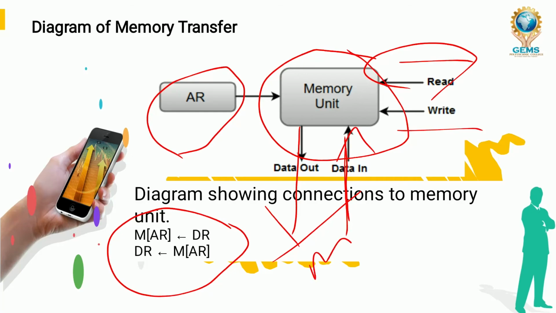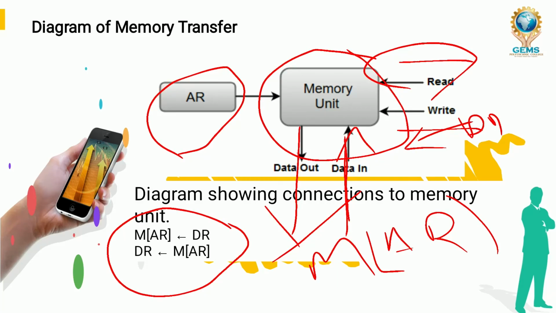M is the memory unit, AR is the address register. When you are performing the operation, the data register sends the data to memory. So when the data is coming towards the memory, definitely that is a write operation. When data is going away from the memory, that is a read operation.